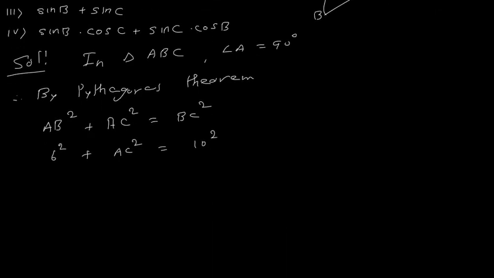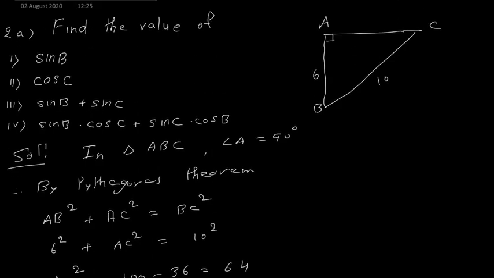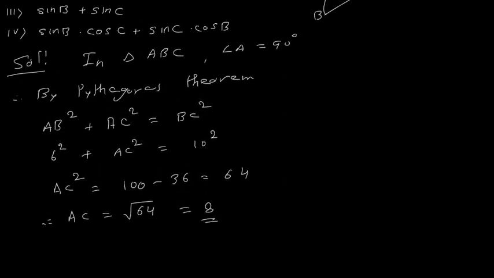Now AC square will be equal to 10 square, which is 100, minus 6 square, which is 36. So 100 minus 36 is 64. Therefore, the value of AC is root of 64, which is 8. So we found the value of AC, this is 8. Let us write this here. Now we have to find sin B. What is the value of sin B?